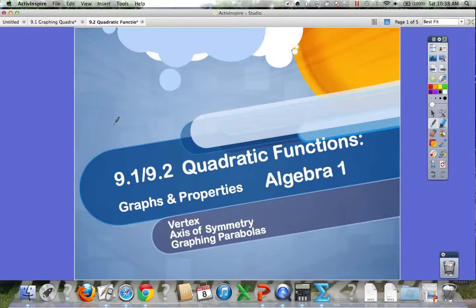9.1, 9.2, quadratic functions. We're going to be talking about their graphs and their properties, and we're going to find the vertex, the axis of symmetry, and graph these parabolas. These are going to use those things we learned when we were factoring, those factors. We're going to be using those to graph these. We won't be working with lines this time. Now we're going to be working with things that have a curve.